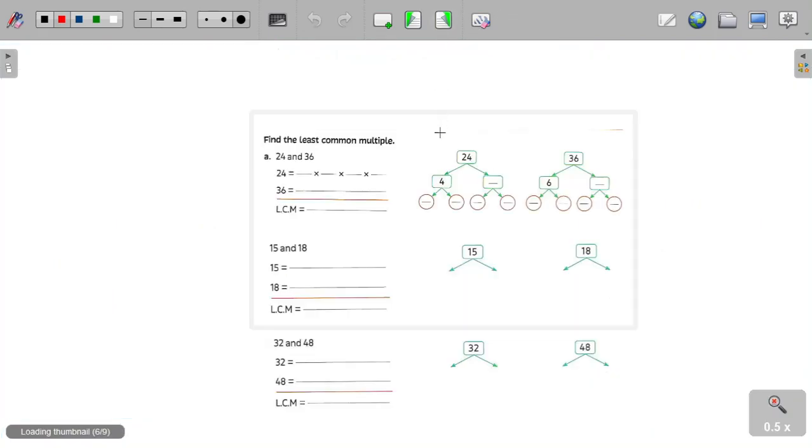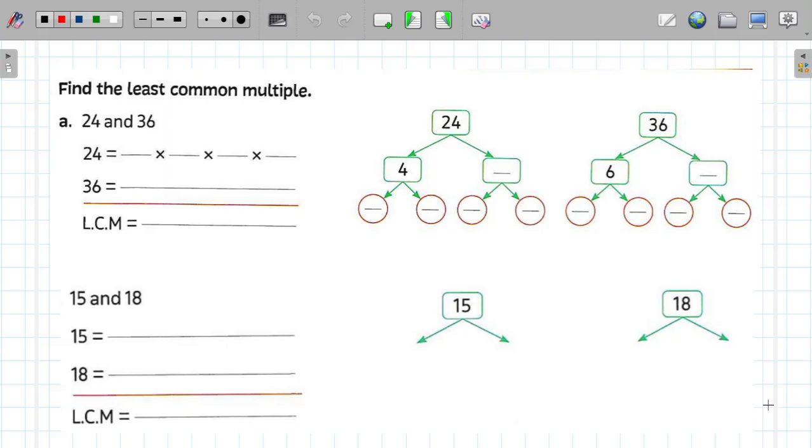Okay, so let's try this example and find the least common multiple. The first one here, I have 24 and 36. So I will factorize each number to find the prime factors. The first one here, 24, I have 4 by what? 4 by 6. 4 is composite, so I will factorize it again, so it will be 2 by 2. Here I have 6. 6 is 2 by 3. So I will stop here and I will say 24 is 2 by 2 by 2 by 3.